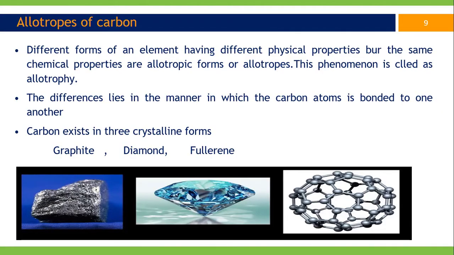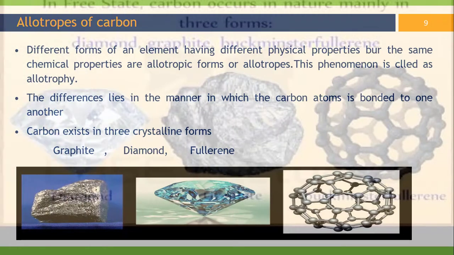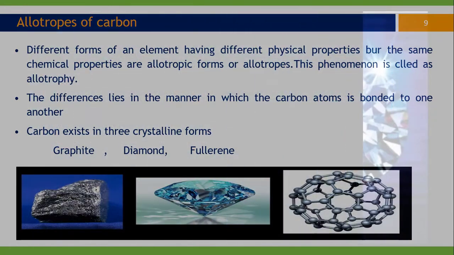Allotropes of carbon. Different forms of an element having different physical properties but the same chemical properties are allotropic forms or allotropes. This phenomenon is called allotropy. The difference lies in the manner in which the carbon atoms are bonded to one another. Carbon exists in three crystalline forms: graphite, diamond, and fullerene, as shown in the picture.